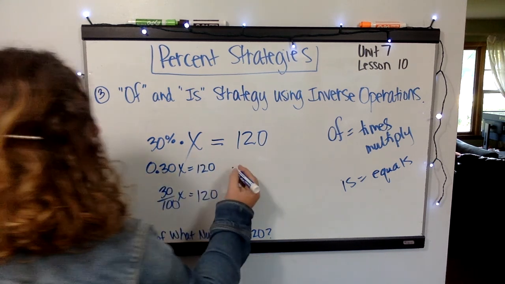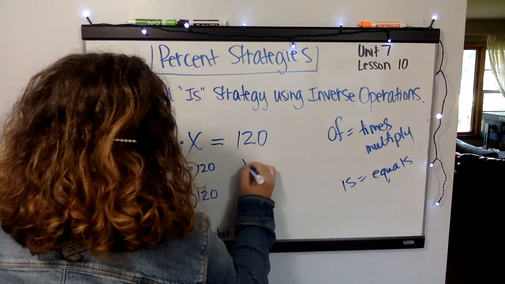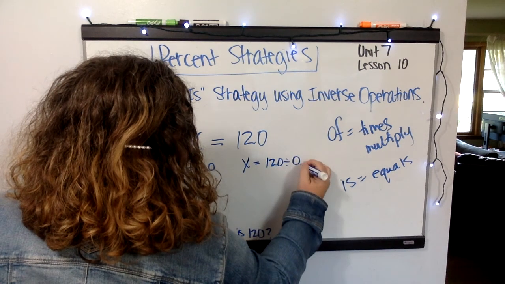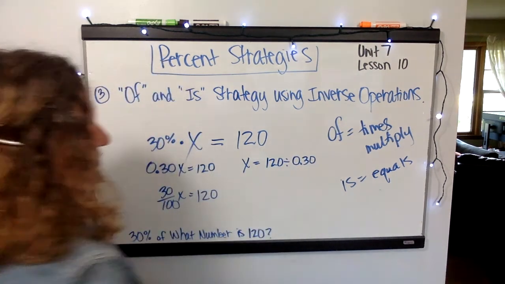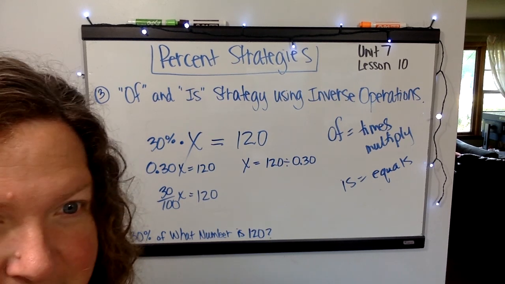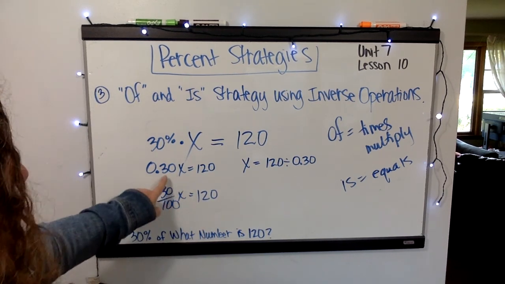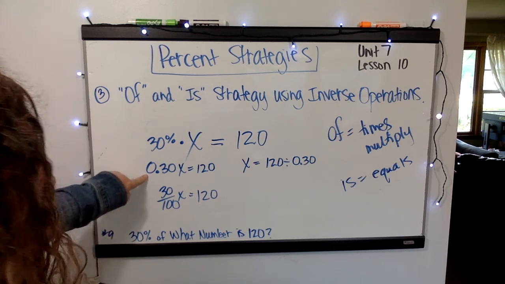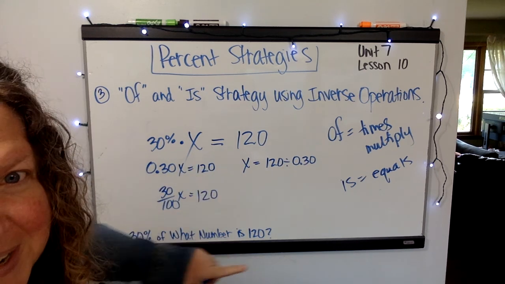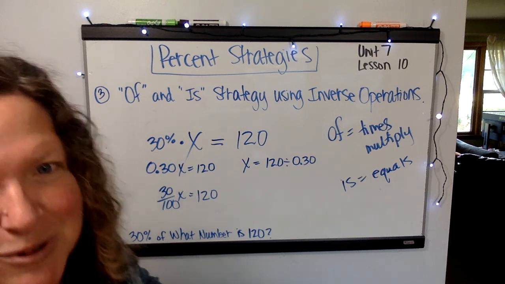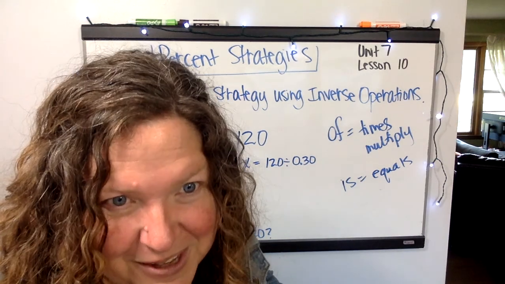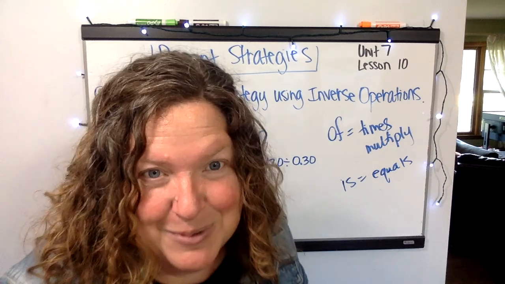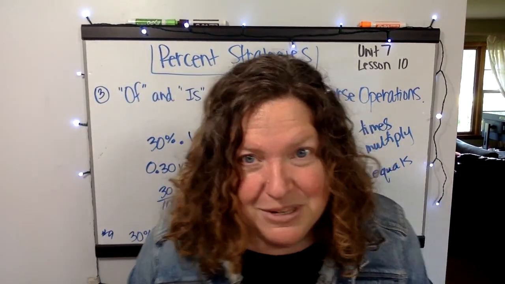So we're going to change this to be X equals 120 divided by 30 hundredths because we divided it over here to get rid of it. We don't want to multiply, we want to divide. And then we have to do it to the other side. Now, what is 120 divided by 30 hundredths? Well, if you're not sure or feel like, oh man, this is a lot of work, this might be a good time to use a calculator.